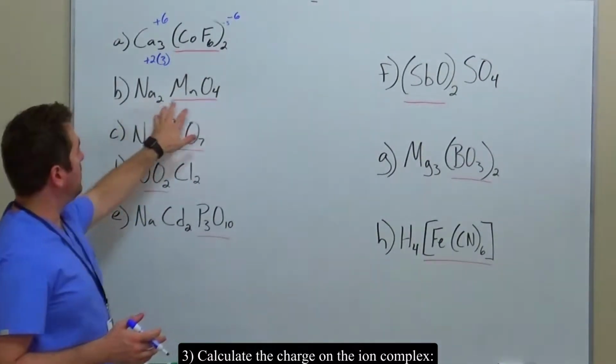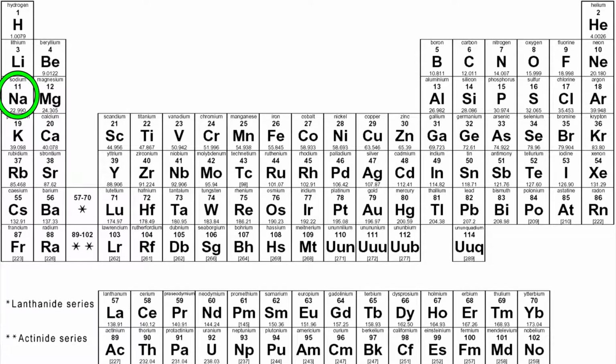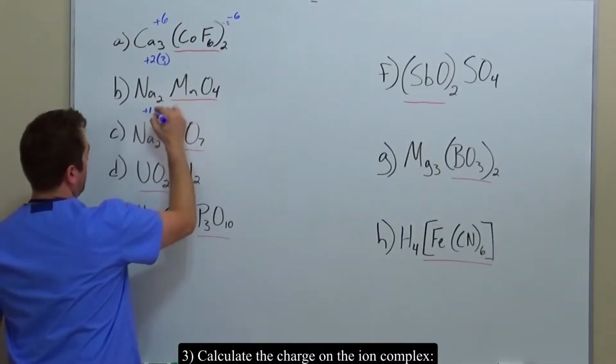Okay, letter B. Here we have sodium manganate. Now sodium, when you look at the table, it's a group 1 element, so it has a positive 1 charge, and there's 2 of them.